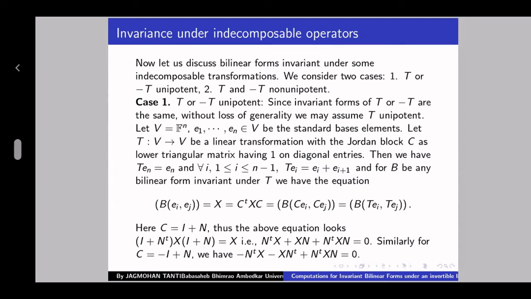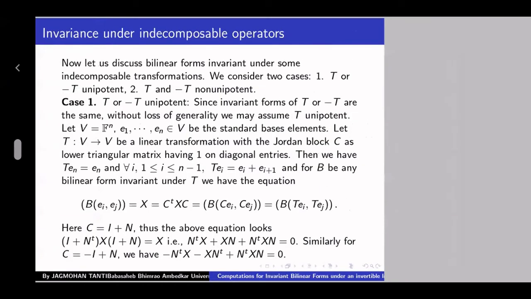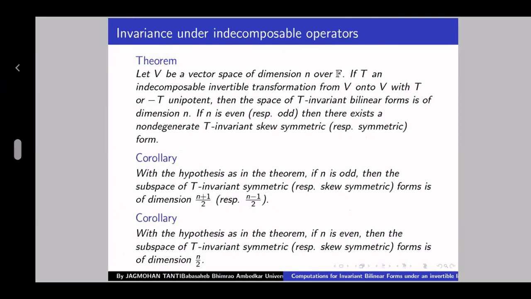Using this condition and the next formula for invariance, we are establishing that here also we are decomposing C as identity plus nilpotent part. So we are establishing one condition to obtain this X as invariant bilinear forms in terms of transpositions of the nilpotent matrix and X. Here we have computed the dimension of T-invariant bilinear forms.